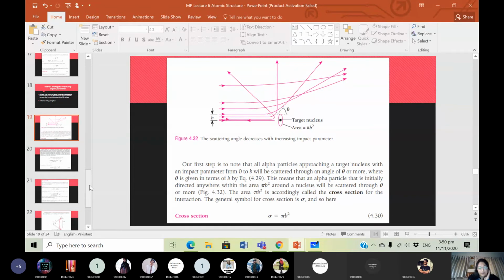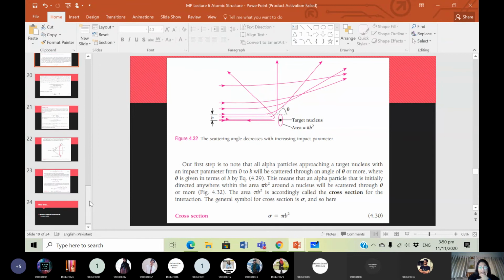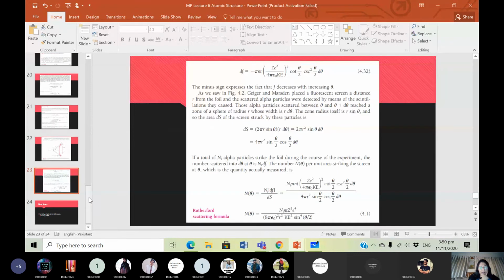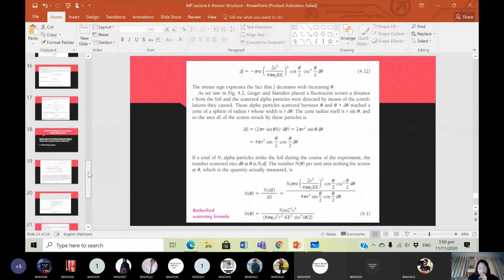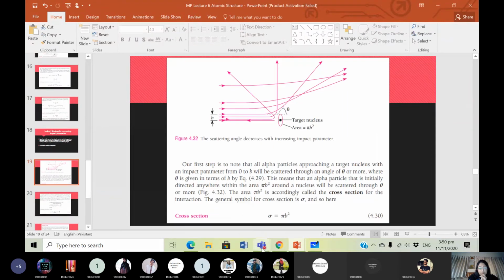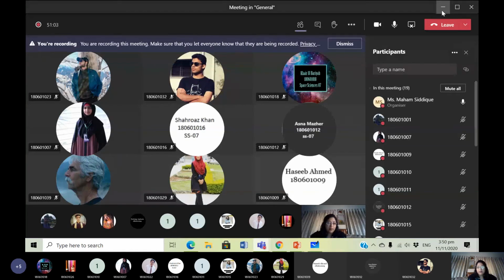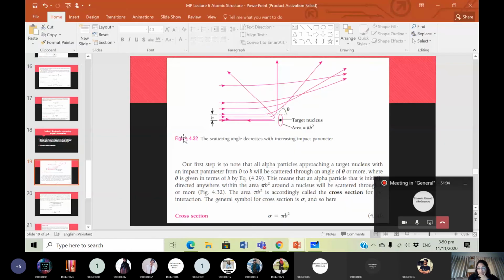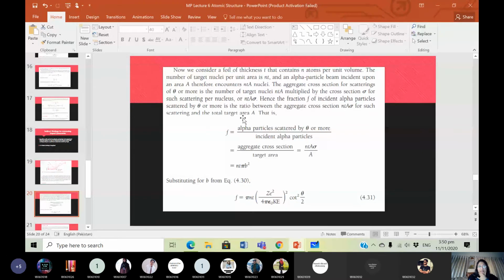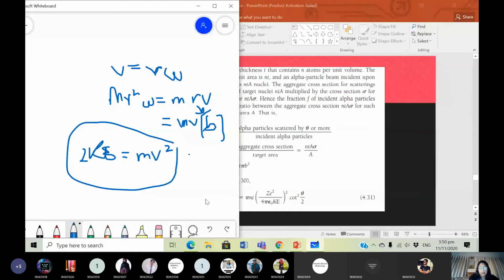Sumer, you had a question? Or we will ask it after we finish this whole thing. I think he's not here. Okay, well, so we will consider a foil thickness T. So, for example, if we have a foil.